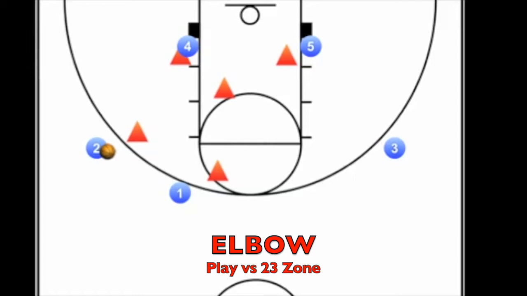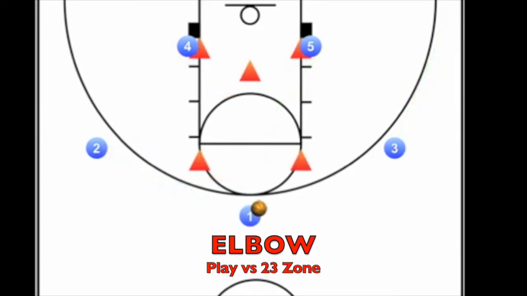Once the defender has rotated over, the 2 player will pass the ball back to the 1 as the opposite low post moves to set a high pick on 1's defender. The opposite guard or 3 player will move down to the corner.